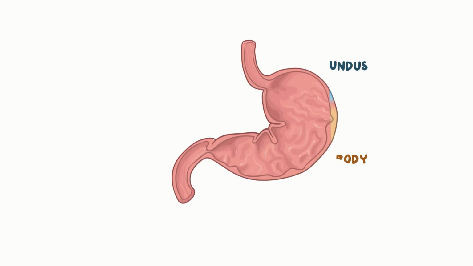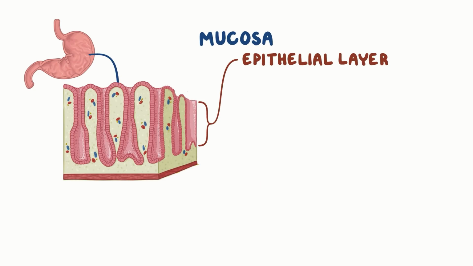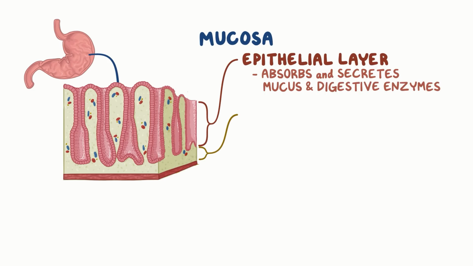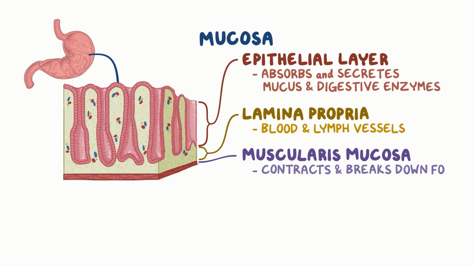Okay, now normally, the inner wall of the entire gastrointestinal tract is lined with mucosa, which consists of 3 cell layers. The innermost layer is the epithelial layer, and it absorbs and secretes mucus and digestive enzymes. The middle layer is the lamina propria, and it has blood and lymph vessels. The outermost layer of the mucosa is the Muscularis Mucosa, and it's a layer of smooth muscle that contracts and helps with the breakdown of food.